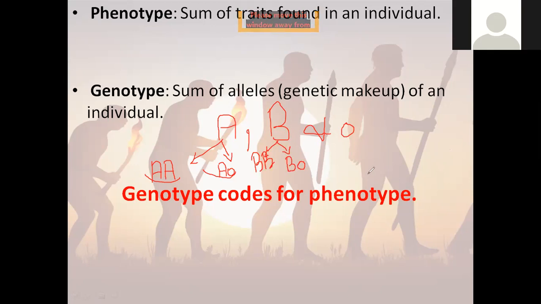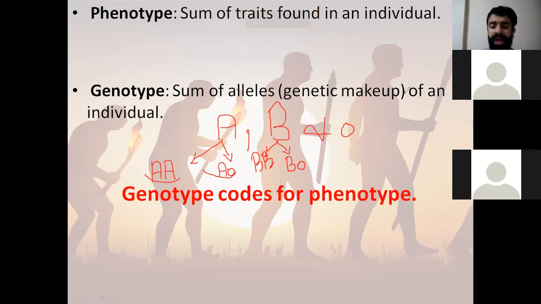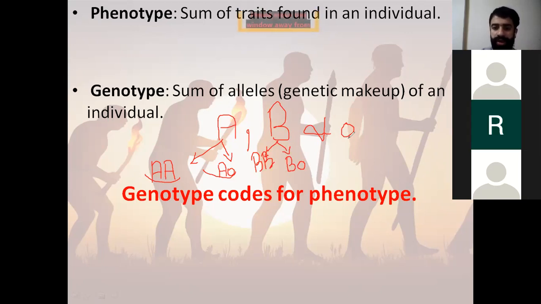So what do you think about the O? Yes, Rima, what are the possible genotypes for an individual having blood group O? OO. Other than OO, do we have others? No. Why? Because it's recessive. Excellent, because the allele O is recessive and cannot be expressed unless in the case of homozygous. So it should be only OO.